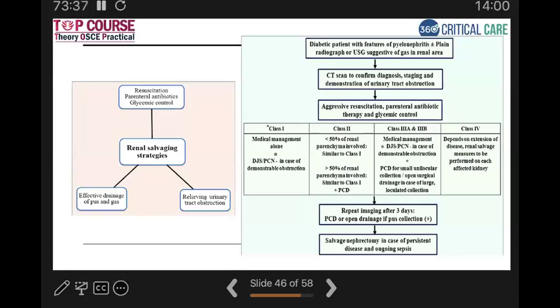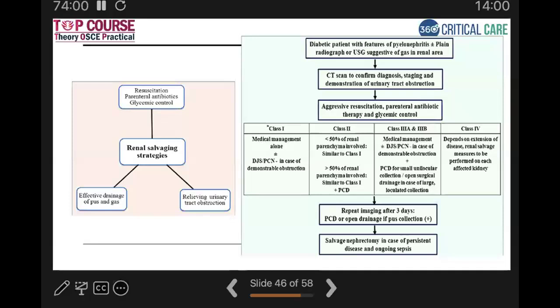First, you properly resuscitate the patient to prevent any hypoperfusion, and you treat the sepsis with an appropriate antibiotic to prevent further complications of the infection, and you control the sugar, which is a very important factor. Keep the target even lower, like 140 to 180, at the lower end, 140. These general measures are very important.